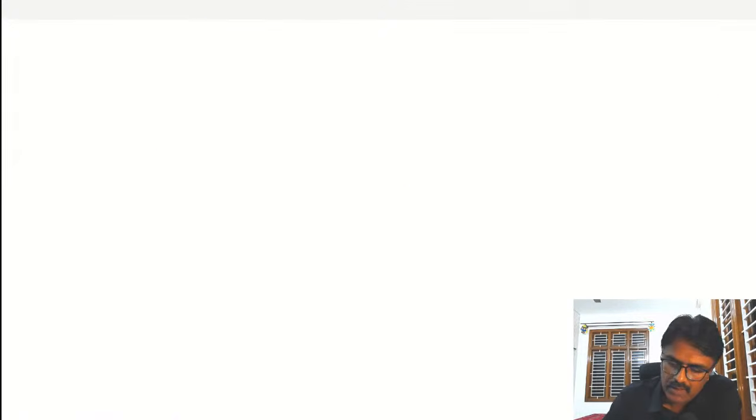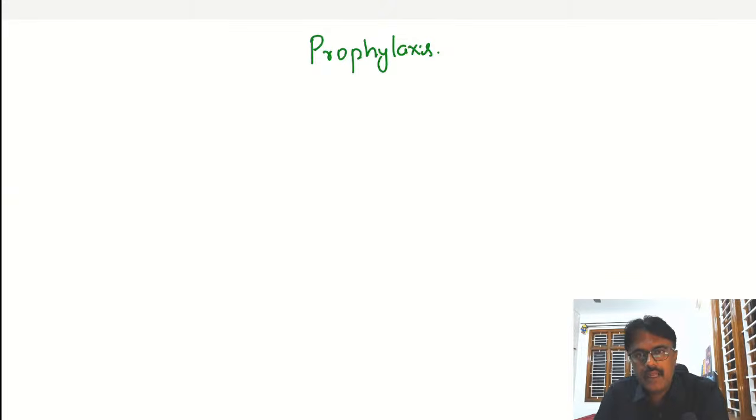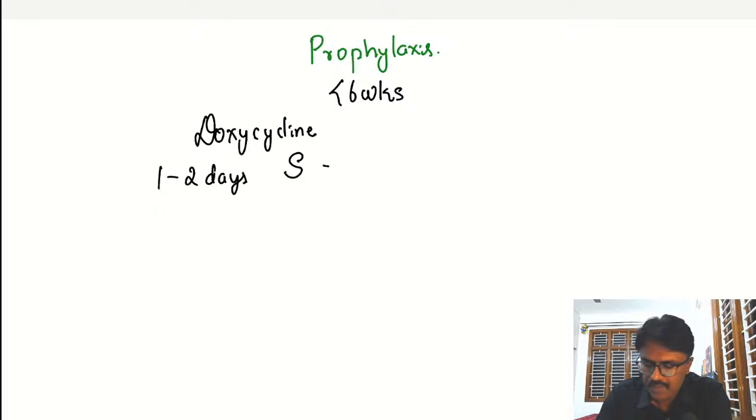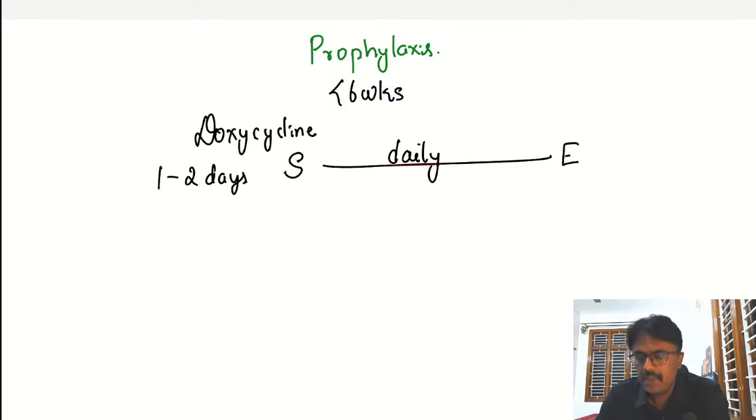The last thing they will ask you in malaria is prophylaxis of malaria. So somebody is traveling to a malaria endemic area, and if they are traveling for less than 6 weeks, then the prophylaxis is given with doxycycline. It is started 1 to 2 days before the journey. This is the start of the journey, this is the end of the journey. So we are giving the doxycycline daily. And should we give it after the patient comes back from the endemic area? Yes, you have to give it for another 28 days.